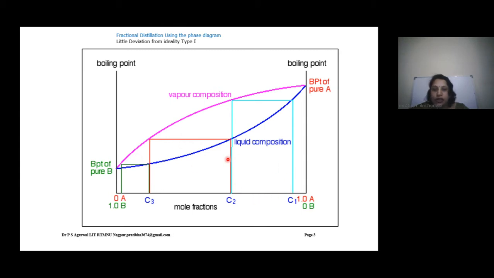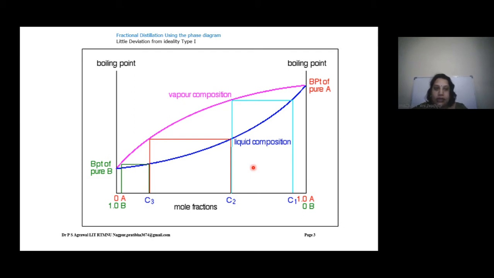We have started from C1 and by these processes we reach C3. If we do this once or twice again, we will come closer to this. Like this, we are able to collect the liquid which is virtually pure B. It is the secret of getting the more volatile component from a mixture of liquids. It is obviously to do the successive boiling, condensing, reboiling, condensing, reboiling, condensing. These are the successive steps which we have to follow. This is about the phase diagram.